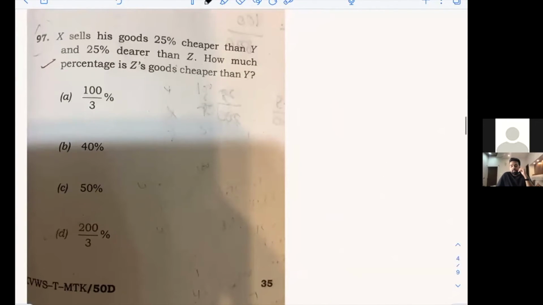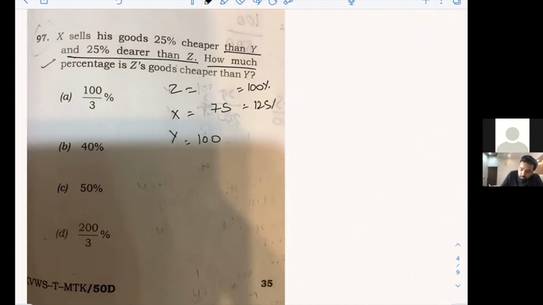Moving ahead, X sells his goods 25% cheaper than Y and 25% dearer than Z. How much percentage is Z's goods cheaper than Y? Okay, let the Z's goods be 100, or X sells his goods 25% cheaper than Y. अगर Y 100 का बेचता है, तो X कितने का खरीदता है, 75 का, and 25% dearer than Z. तो Z अगर 100% का बेचता है तो X कितने का खरीदता है, 25%.